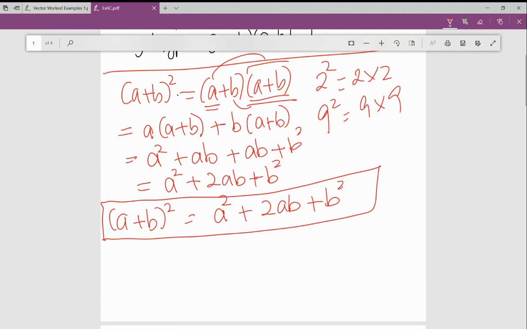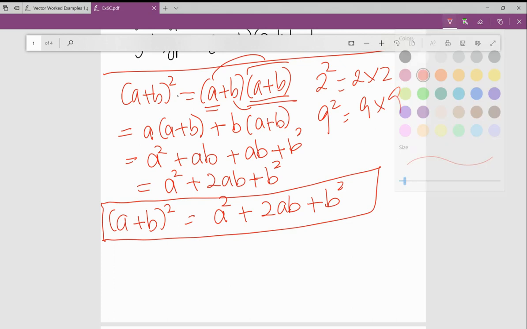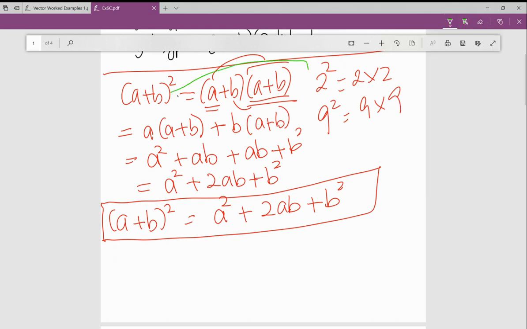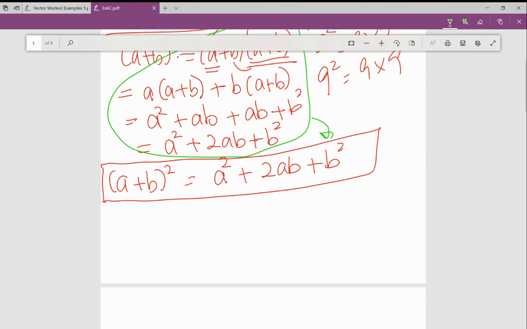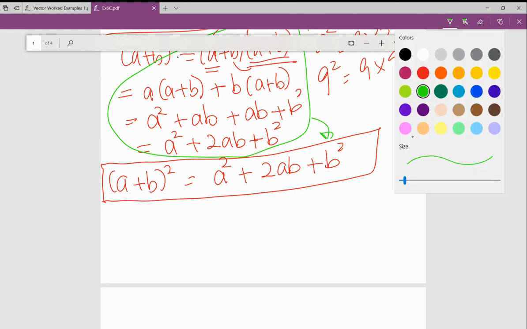So in the exam, you can choose to do this. You can either take the long way of doing this, or you just use a shortcut. Just use this formula. How to use this formula? Let me give you an example.